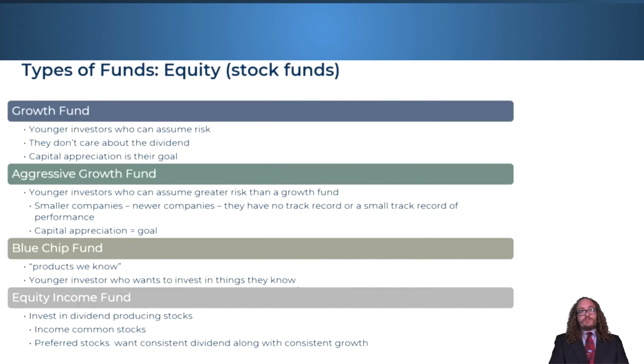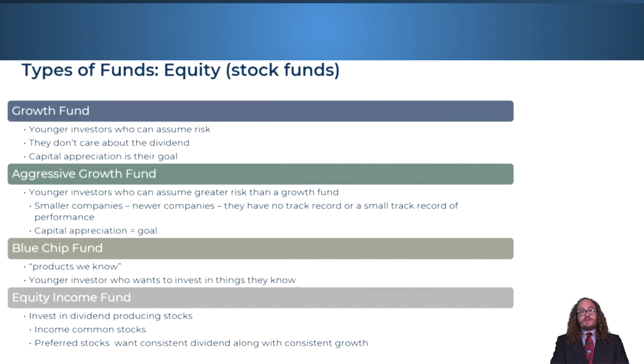An aggressive growth mutual fund is also for younger investors. But now our investor can even assume a greater amount of risk than that of a growth fund. So an aggressive growth fund will invest in smaller or newer companies that have no track record of success, and if they do have a track record, it's a very small one, based on performance. Capital appreciation is the goal.